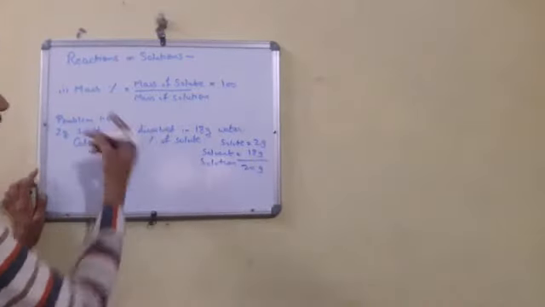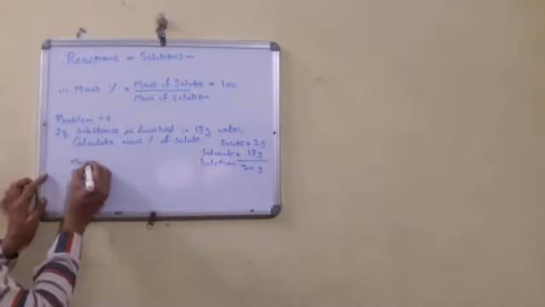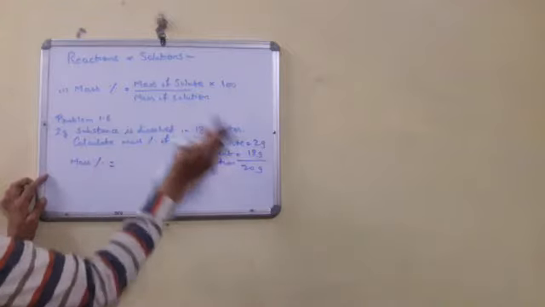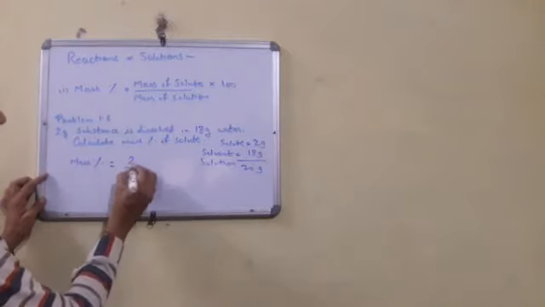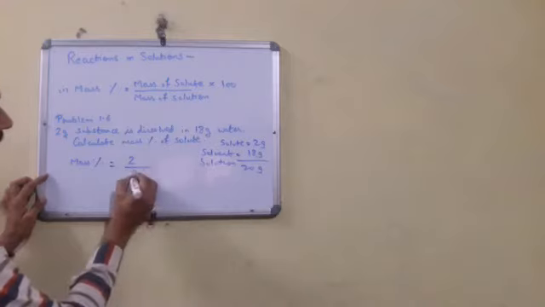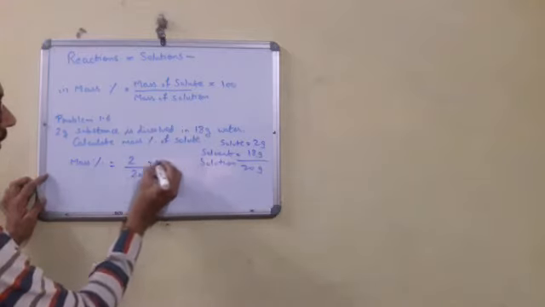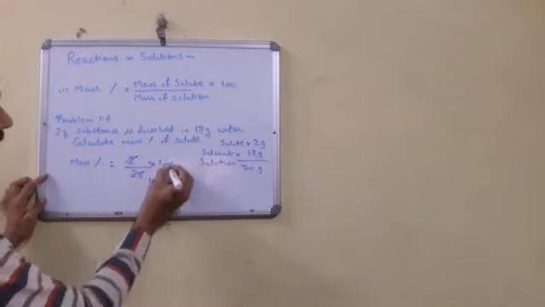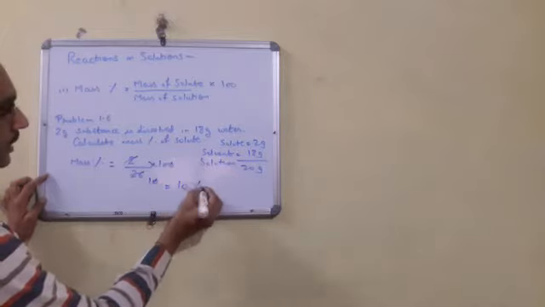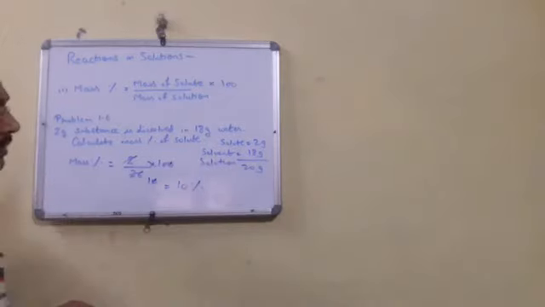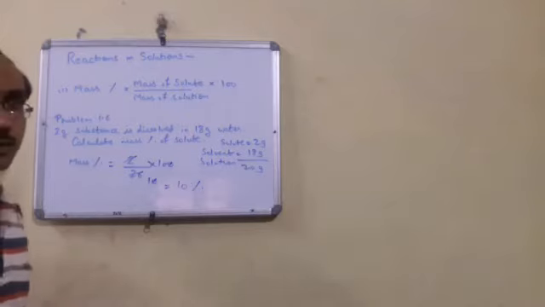Now we have to find mass percentage. So what will be the formula? Mass percentage is equal to mass of solute. How much solute? 2 gram. Upon mass of solution, which we just found, 20 gram, multiplied by 100. In that way, we get 10%. That means 10% of solute is dissolved in 100 gram of solution. Understood?